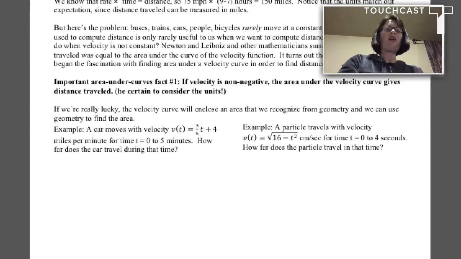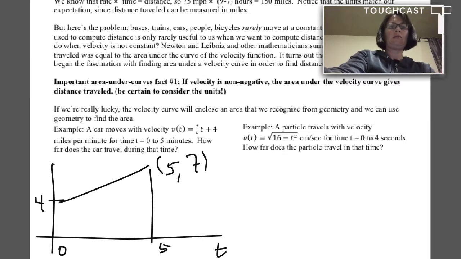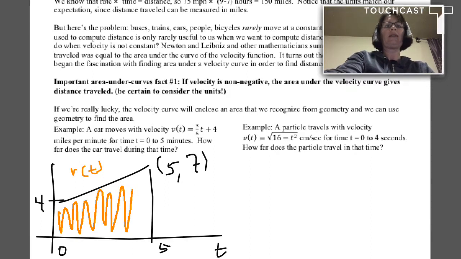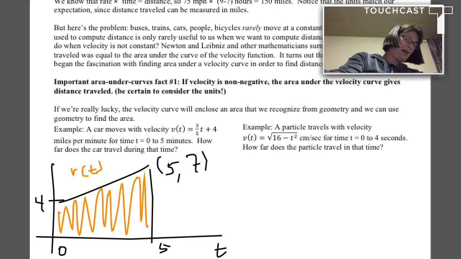So, a car moves with a velocity 3/5 t plus 4 miles per minute for time 0 to 5 minutes. How far does the car travel during that time? Well, I've been given velocity. I want to find the area under the velocity curve. So here is the velocity curve. There's time. This is v of t. And I need the area between that curve and the time axis between time equals 0 and time equals 5.